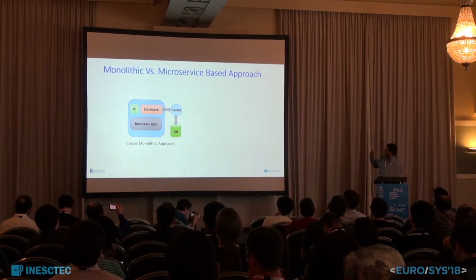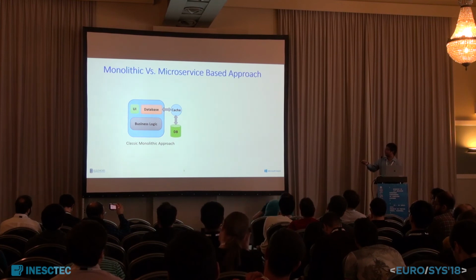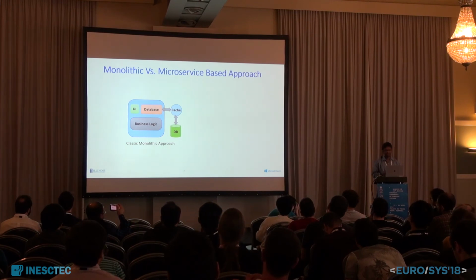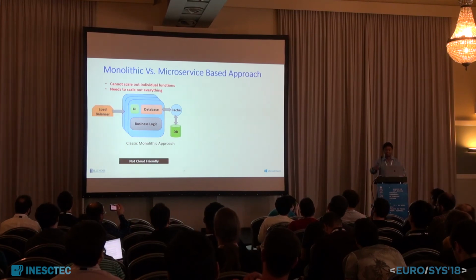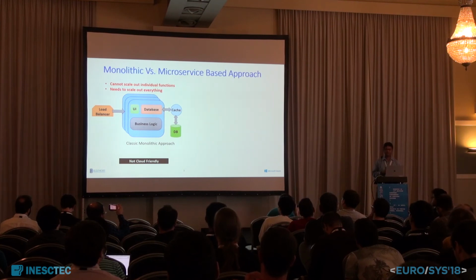This is the diagram of a typical monolithic architecture, where the application consists of UI, database, and business logic. In such an approach, the DB is typically connected using a cache. There is a load balancer, which in terms of high demand, deploys multiple instances of the entire application. Therefore, it's bulky and it's not cloud-friendly.